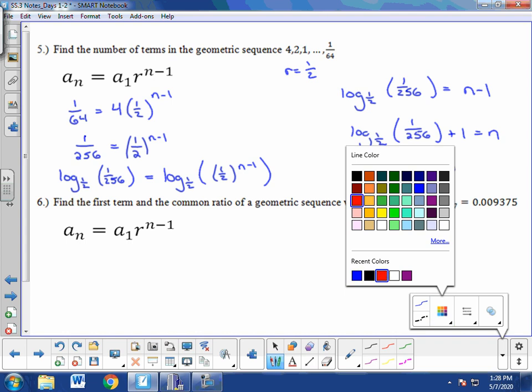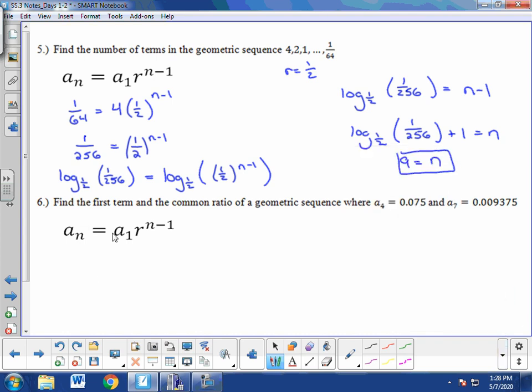But what we can do is take the information that we know and substitute it into this formula. For the fourth term, a sub n is 0.075. We don't know what a sub 1 is, so I'm just going to leave it as a sub 1. We don't know what r is, so I'm just going to leave it as r. For the fourth term, n is 4, so my exponent is 4 minus 1, which is 3. This gives me the equation 0.075 is equal to a sub 1 times r to the third power.